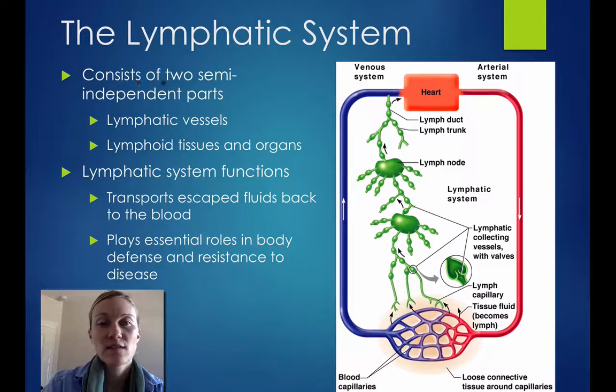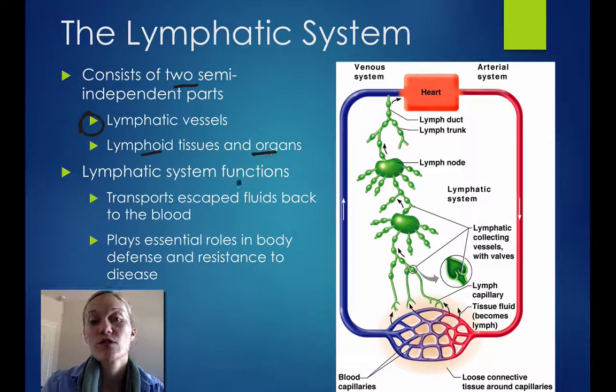The lymphatic system overall contains two semi-independent parts. The first one is the lymphatic vessels, and the second one is the lymphoid tissues and organs. There are different organs of the lymphatic system, like the tonsils, Peyer's patches, the appendix, and some of those kinds of things. We won't get into that in this video, but just so you know the organs associated.